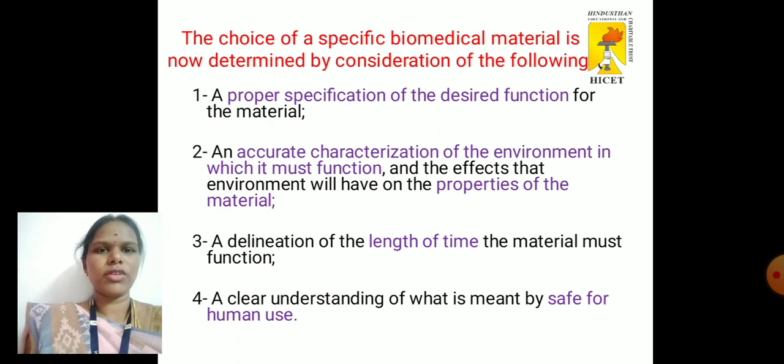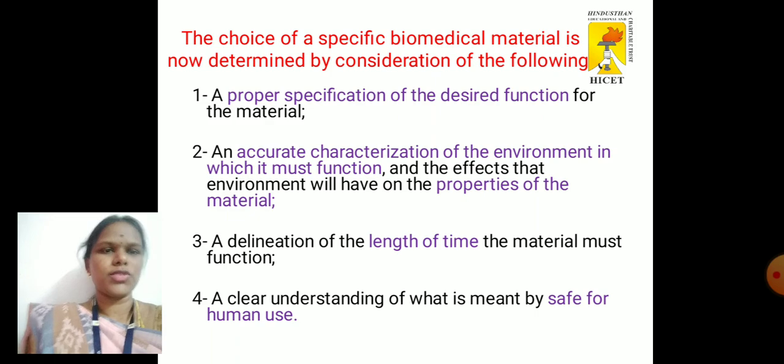The first thing, you have to determine what the proper specification is and what the desired function will be. And second, while choosing the biomaterial, you have to think about where you have to fix the biomaterial. So you have to think about the environment in which it might be used, an accurate characterization of the environment in which the biomaterial will be functioning. And third, you have to think about the length of time the biomaterial will be placed inside the human body.